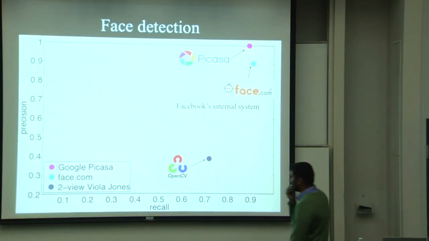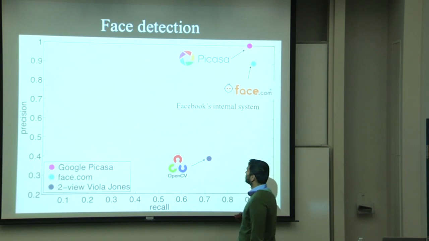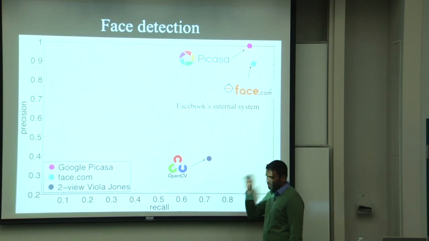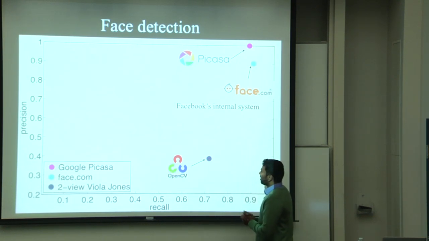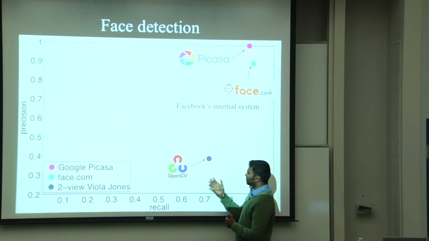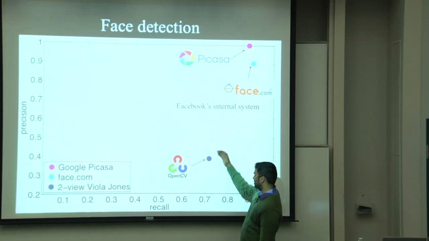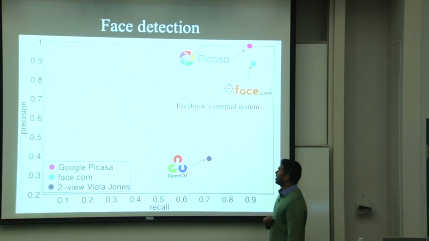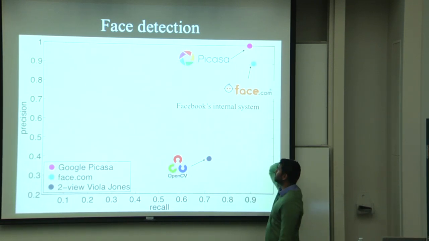OK, so now if you evaluate just classic face detection accuracy on some of those images I showed earlier, we collected some images from Flickr that we thought were hard and challenging. OpenCV, perhaps not surprisingly, at least to me it was somewhat surprising, doesn't do that great. It gets about 40% precision and 70% recall. We took the same set of images and ran them through Google Picasa and face.com, which is now part of Facebook.